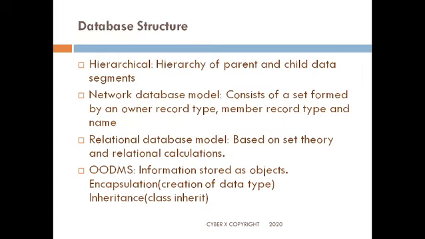Database structure. It could be hierarchical, so it could be a hierarchy of a parent and a child data segment. It could be a network based database model, which consists of a set formed by an owner record type, member record type, and name. You could have the relational database based on set theory and relational calculations, and the object oriented database management system, where information is stored in the form of objects. Now there are two concepts out there: encapsulation, which is the creation of a data type, and inheritance, which is the class that is inherited in it.